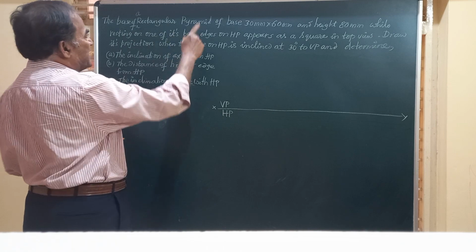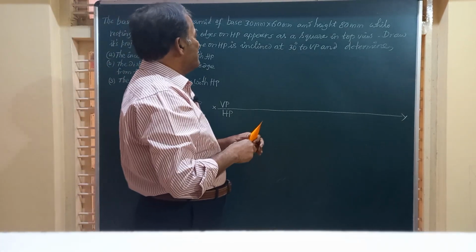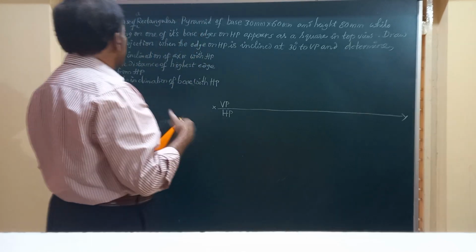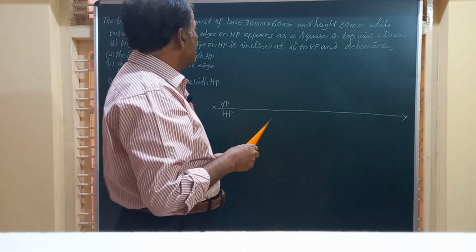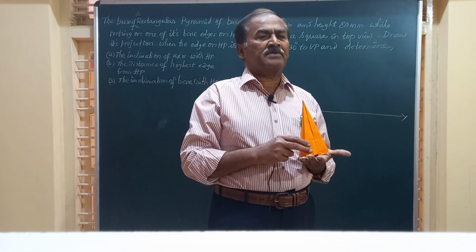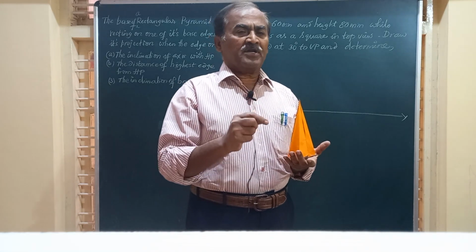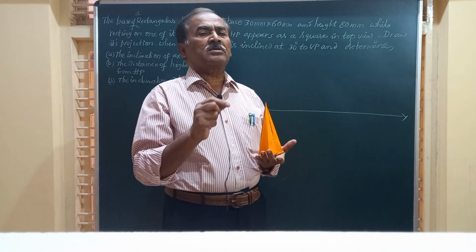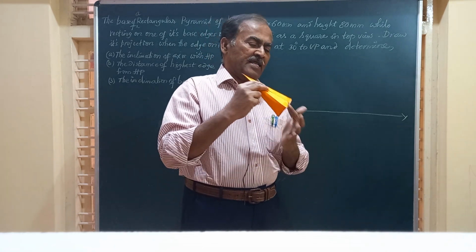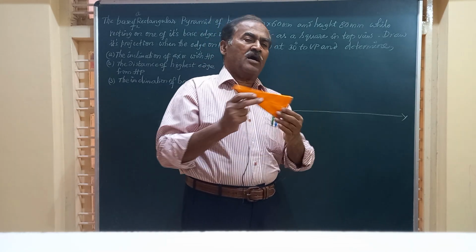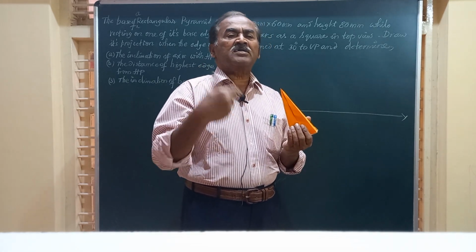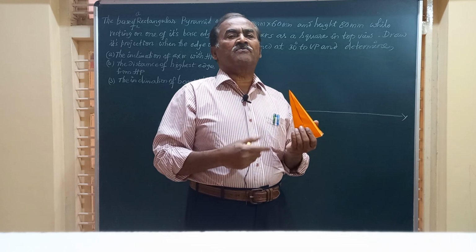The base of a rectangular pyramid of dimensions so and so and height 80 mm, while resting on one of its base edges on HP. So it is very obvious from this statement that the pyramid has to rest on HP to start with. It could be on a longer side on HP or on a shorter side on HP depending on what is to be obtained in the second view.